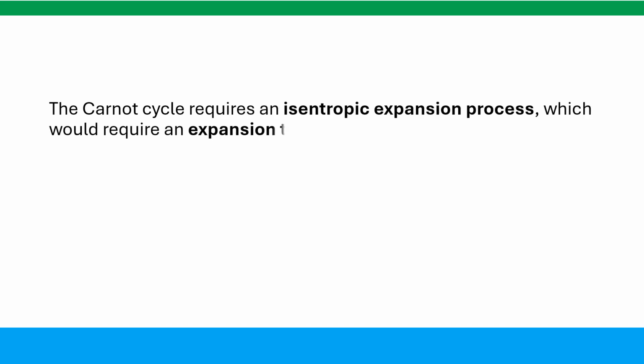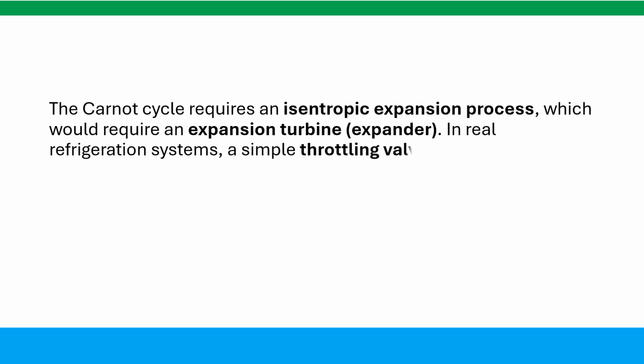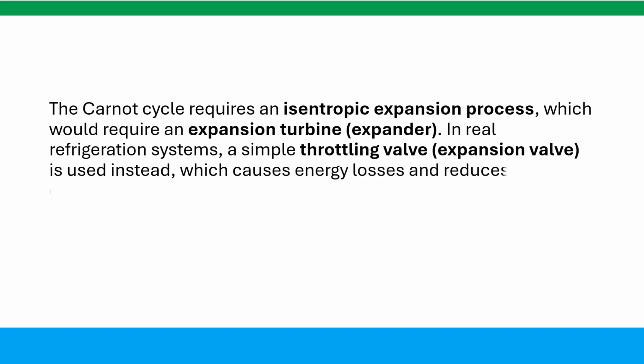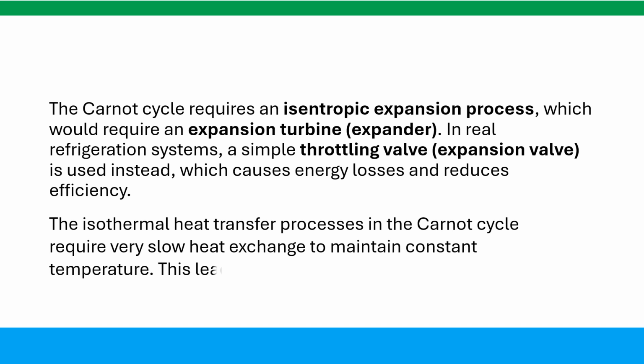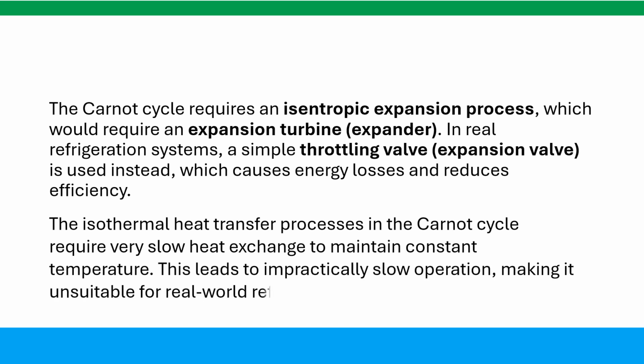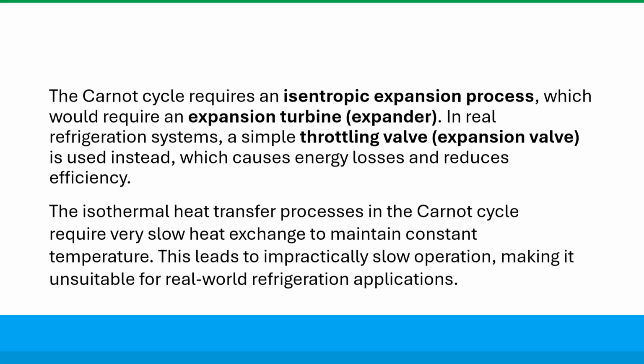The Carnot cycle requires an isentropic expansion process, which would require an expansion turbine, or expander. In real refrigeration systems, a simple throttling valve, or expansion valve, is used instead, which causes energy losses and reduces efficiency. The isothermal heat transfer processes in the Carnot cycle require very slow heat exchange to maintain constant temperature. This leads to impractically slow operation, making it unsuitable for real-world refrigeration applications.